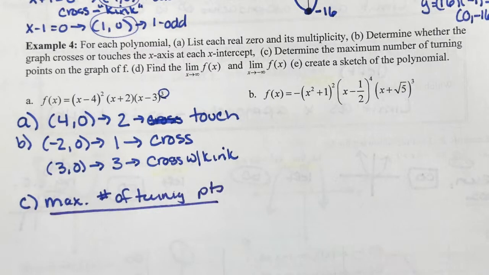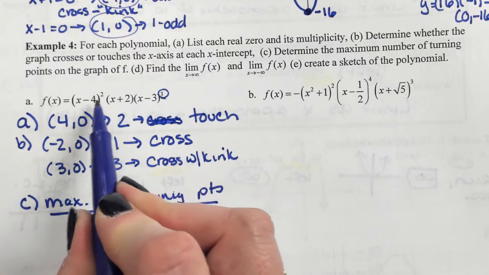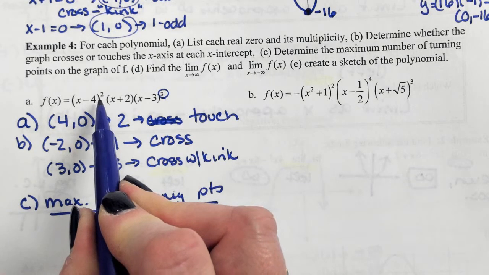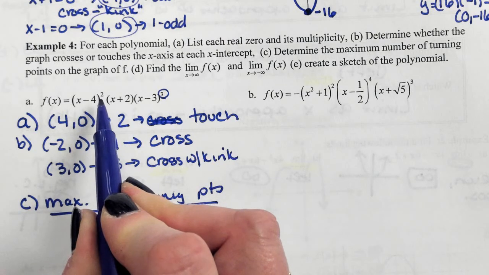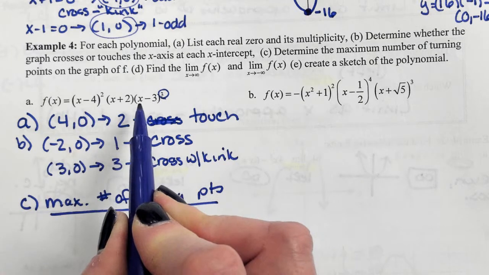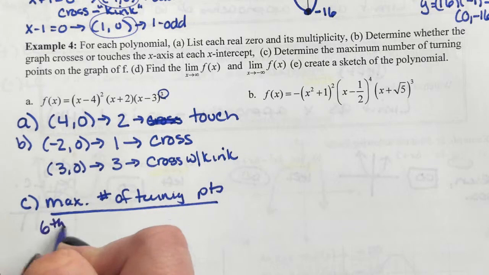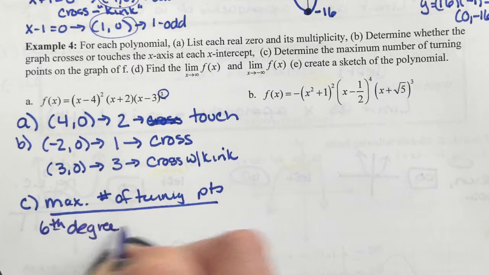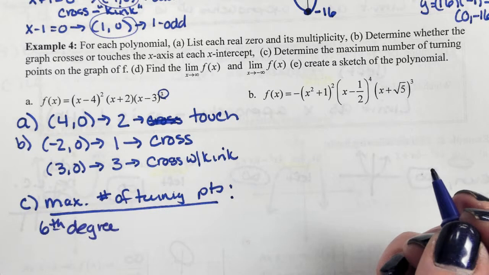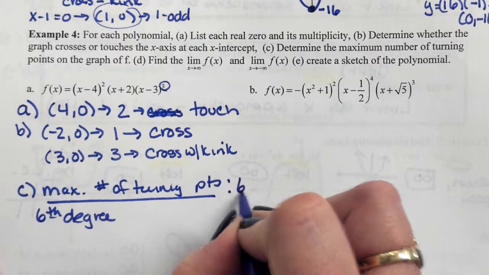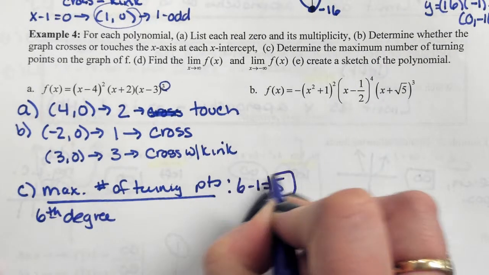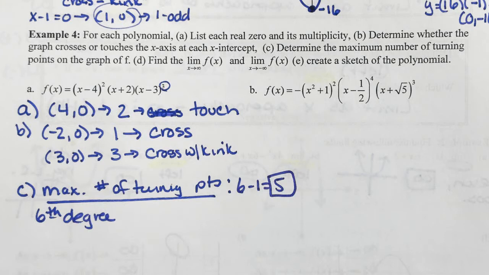First of all, I have to figure out the degree. How do I figure out the degree? What do I do with these multiplicities? I'm going to add them together. So what's the degree of this polynomial function going to be? 6. It's a 6th degree. So what's my maximum number of turning points going to be? 5. So 6 minus 1 is equal to 5. So you got to know the degree before you can find the number of turning points.